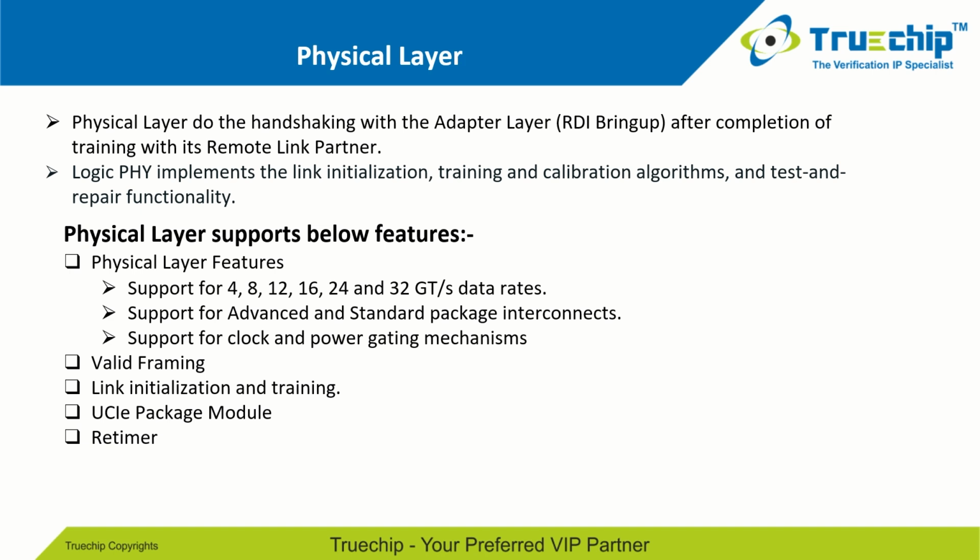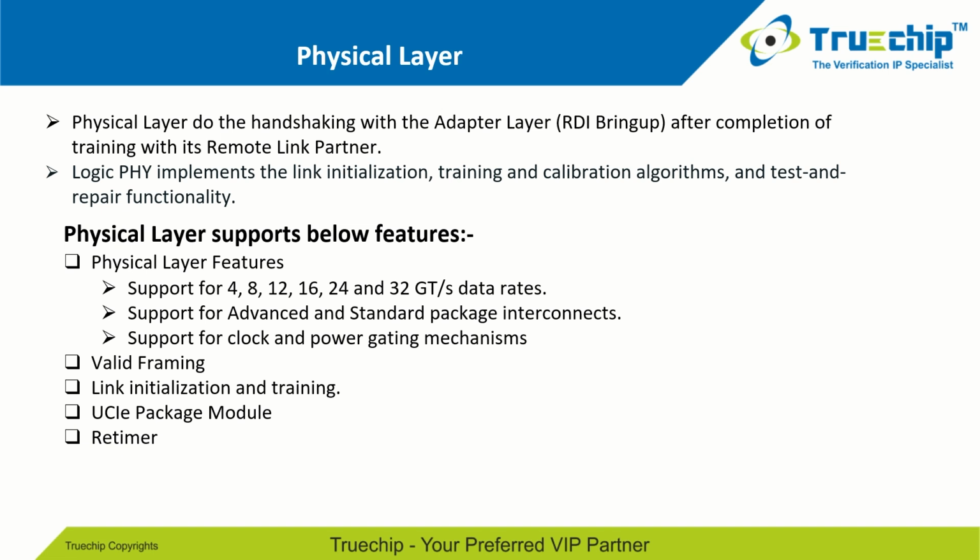The third layer, which is called the physical layer, does the handshaking with the adapter layer, which is called RDI bring up, after completion of training with its remote link partner, that is the physical layer of another die. Logic implements the link initialization, training and calibration algorithms and test and repair functionality. It supports data rates of 4, 8, 12, 16, 24 and 32 GT per second. And it also supports advanced and standard package interconnects.